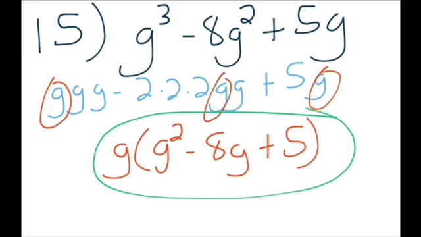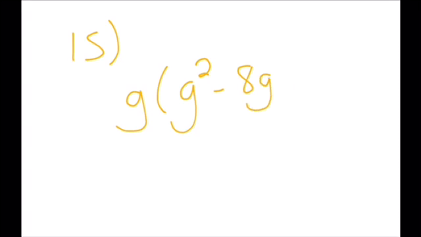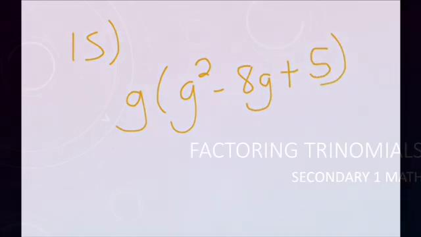Now, if you'll notice, I do have a GCF of 1 here, so I could see if I could factor just this part again. So I'm wondering, are there two numbers that when multiplied give me a 5 and when added give me negative 8? And it turns out there are not, so this actually cannot be factored any further. So the final answer for 15 is g parenthesis g squared minus 8g plus 5.